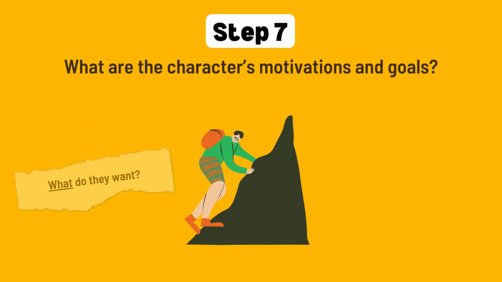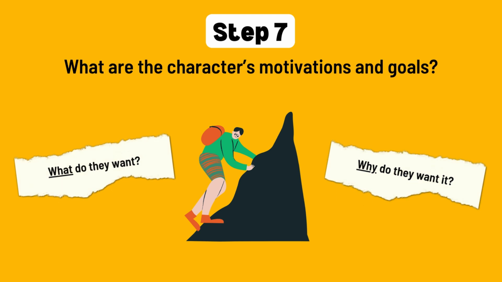Step 7. What are the character's motivations and goals? In your story, this character is likely to be on some sort of mission. Think about what they want, and most importantly, why they want it. For example, if the character is looking for someone, think about the why. Is it because they want revenge? Are they looking for a missing family member? Whatever your character's goal or mission is, there always has to be a real, explainable reason for wanting this.